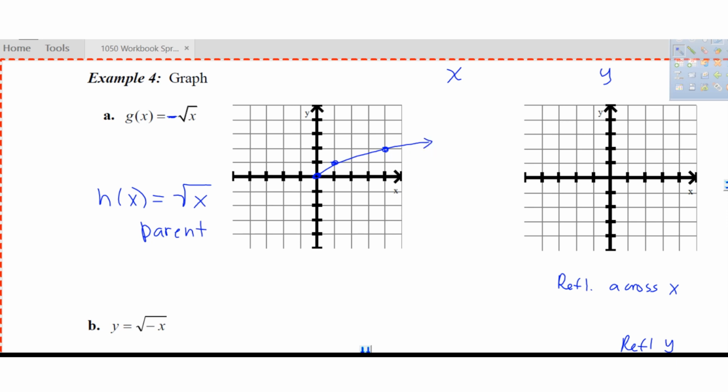Now the negative folds it across the x-axis. You guys, this is your x-axis right here. So what's going to happen? Well, it's still going to be (0, 0). But instead of right one up one, it's going to be right one down one. And instead of right 4 up 2, it's going to be right 4 down 2. There's your graph. Looks like that. Oh, and I forgot the equation. Don't forget to write the equation over here on your final graph. Okay? Question B.